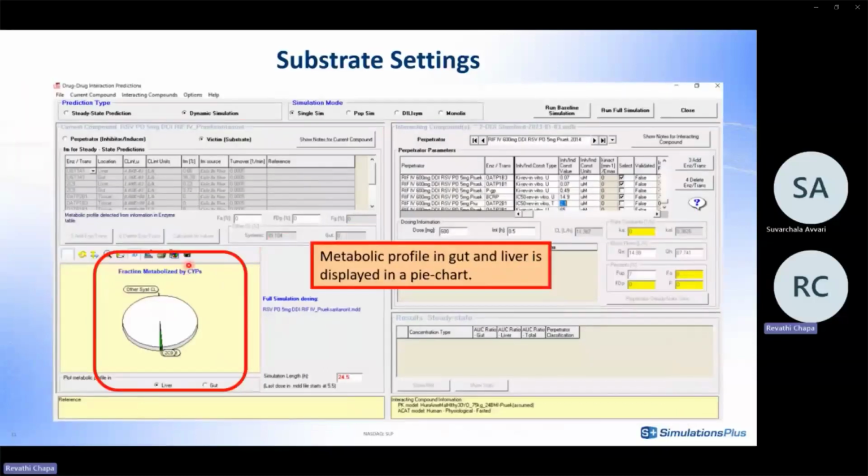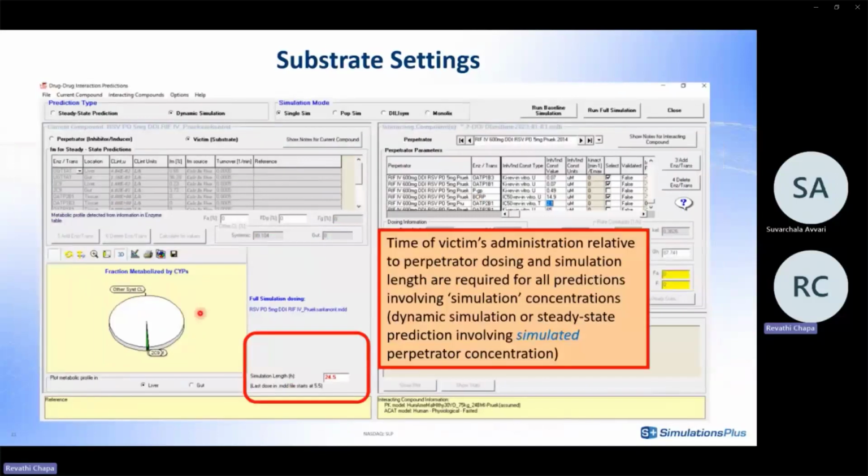And then you can also get a visual representation of how your metabolic profile in gut and liver is displayed in the pie chart. And then, for example, you can define your simulation length. In this case, rifampicin is given for 30 minutes as an IV infusion, and then rosuvastatin is administered after half an hour. So the simulation length was 24 hours, or in total, 24.5 hours. So you could define the simulation length here.